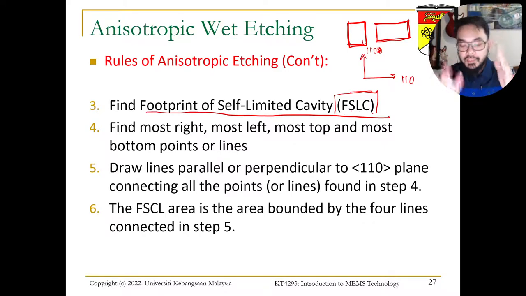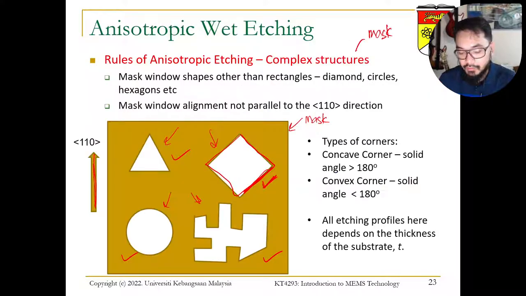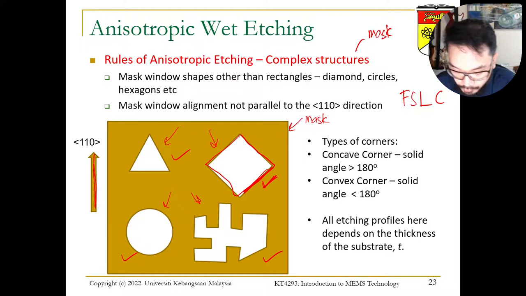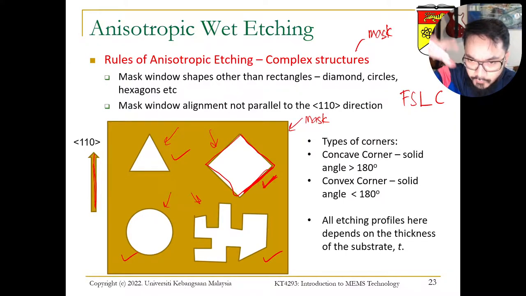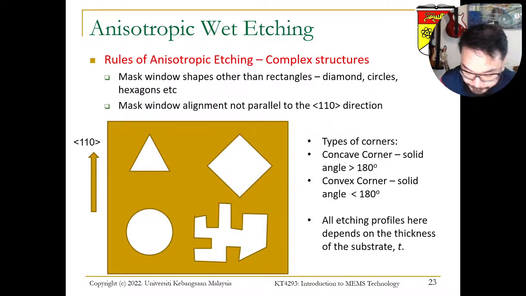So if you have a misalignment, or if the shape of your window is not exactly a square or rectangle, then you will end up with a different FSLC, the footprint of self-limited cavity. What we want to know is the shape of the etching profile looking from the top. So FSLC is looking from the top. SLSP is the side profile, or the cross-sectional view. Okay, so what are the rules? We need to follow these rules.